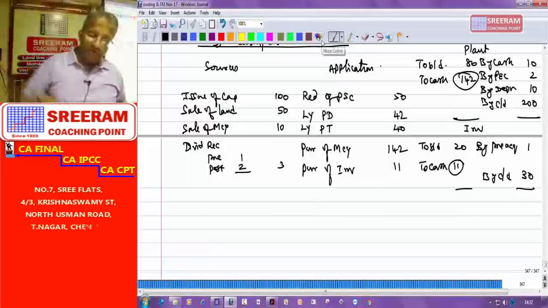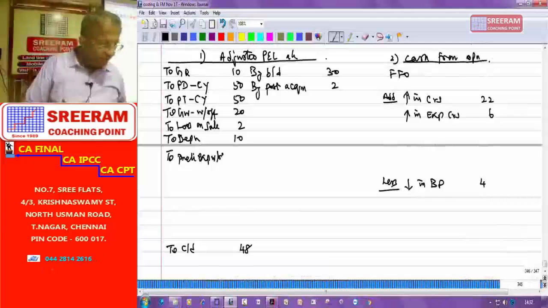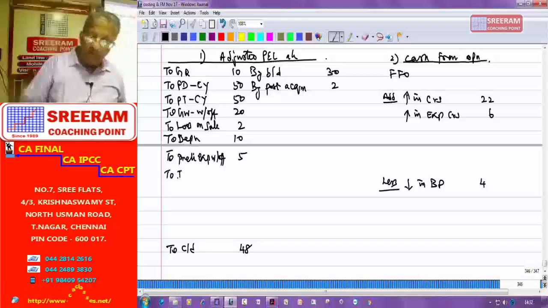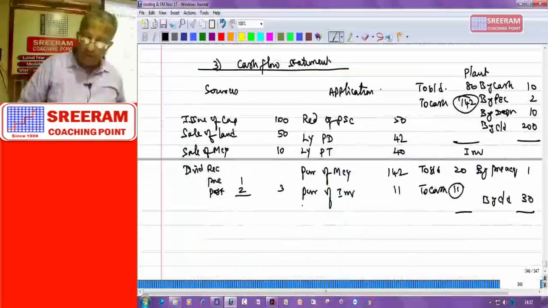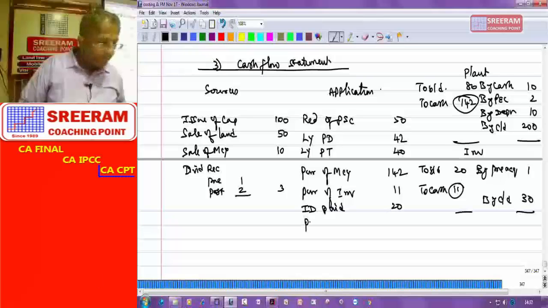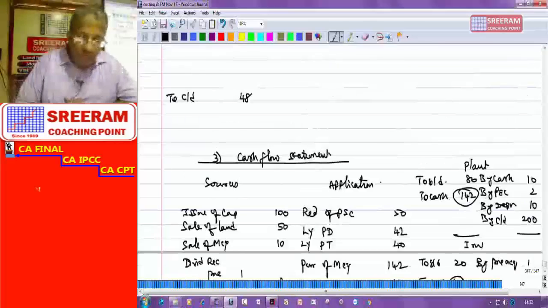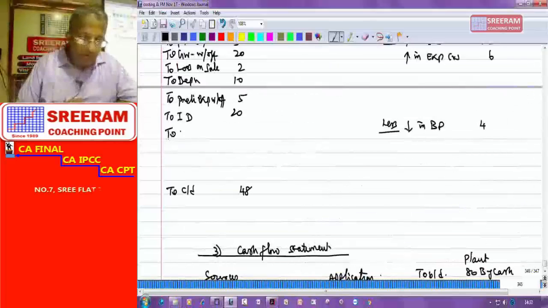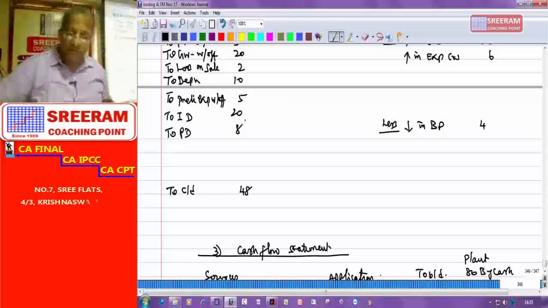Now, preliminary expenditure we will take up 5. To preliminary expenses written off how much? 5. Then to interim dividend 20. Interim dividend paid 20. Preference dividend paid 8. To preference dividend 8. Okay. Adjustment number 1, 2, 3, all adjustments over.